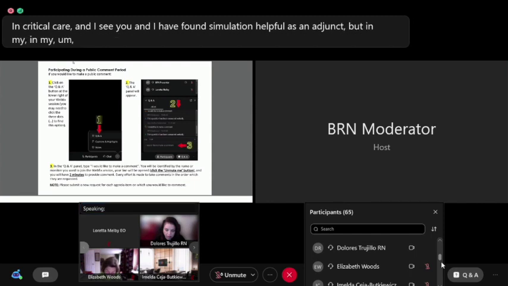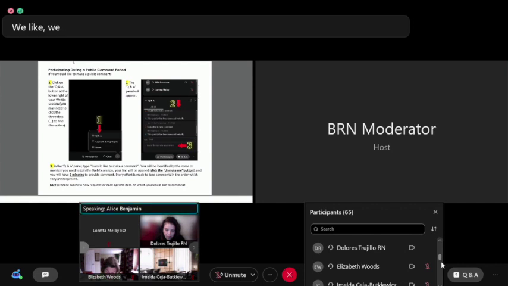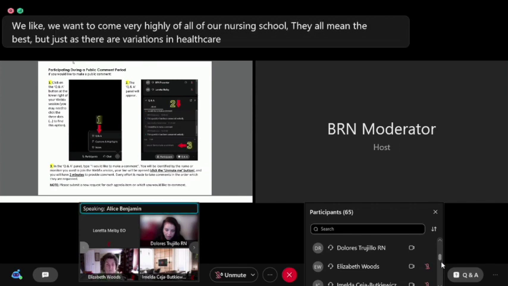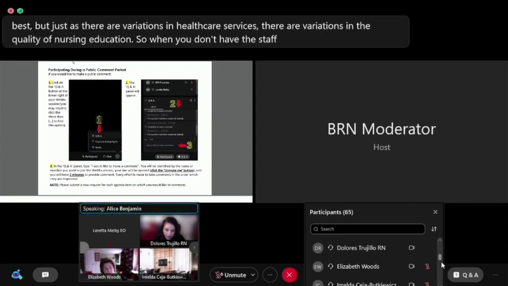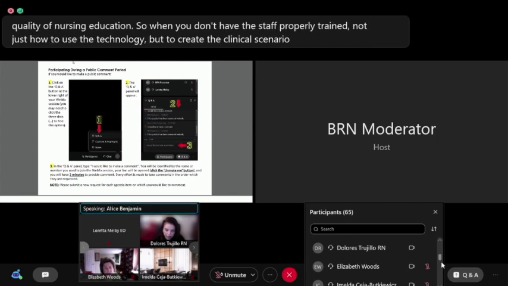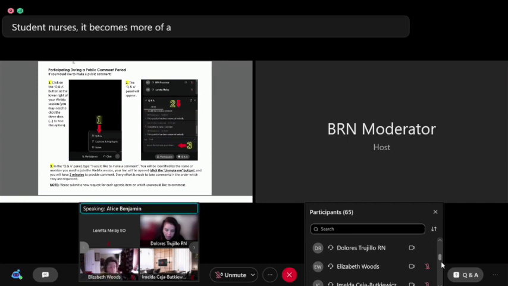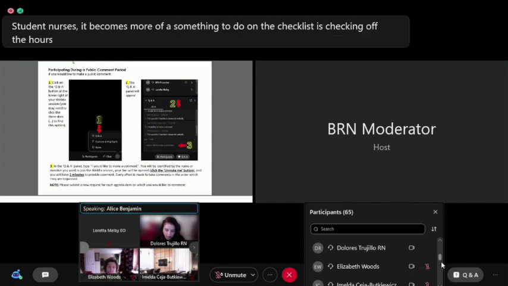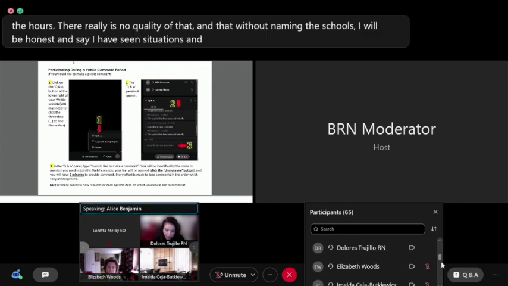But in my time as clinical faculty at nursing schools, and I'll say this, we want to think very highly of all of our nursing schools. They all mean the best. But just as there are variations in healthcare services, there are variations in the quality of nursing education. So when you don't have the staff who are properly trained, not just how to use the technology, but to create the clinical scenarios that are important for student nurses, it becomes more of something to do on the checklist, just checking off the hours. There really is no quality to that. And without naming the schools, I will be honest and say I have seen situations in which simulation has been a joke. I'm saying this very honestly, and I'm saying this because of public safety.